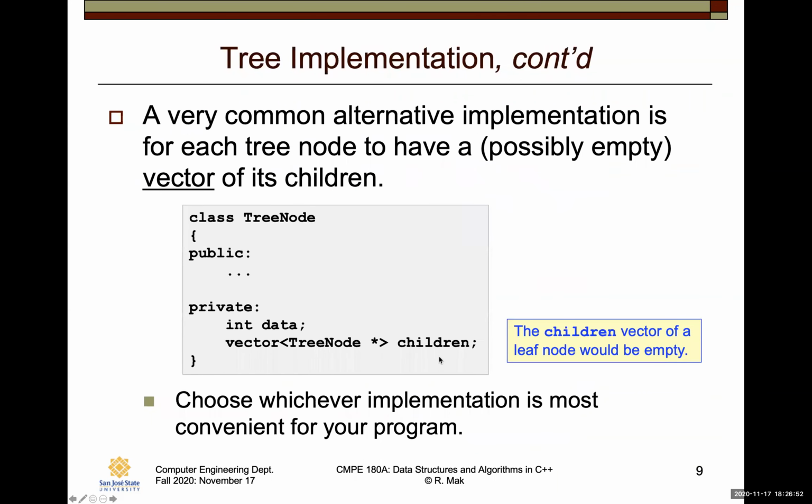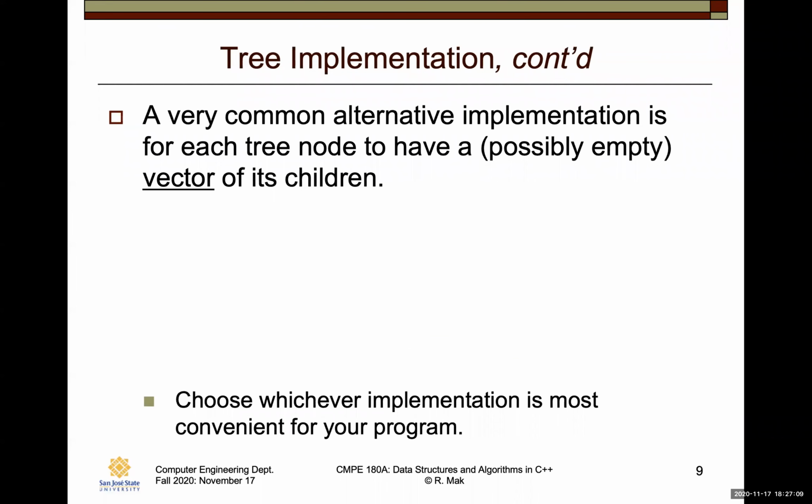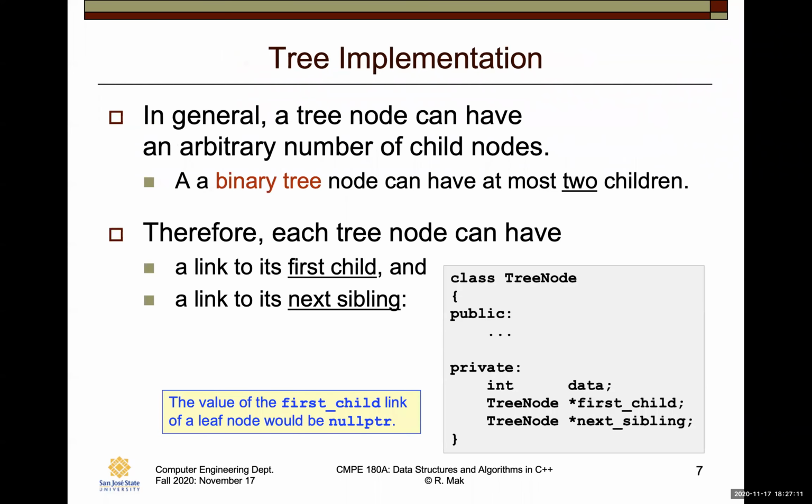Okay, and if it's a leaf node, then of course the children vector would be empty because a leaf node has no children. All right. So this is how I would probably implement a tree. Now there may be instances where it's advantageous to implement a tree this way, but I don't remember ever wanting to implement a tree this way. But it's up to you.